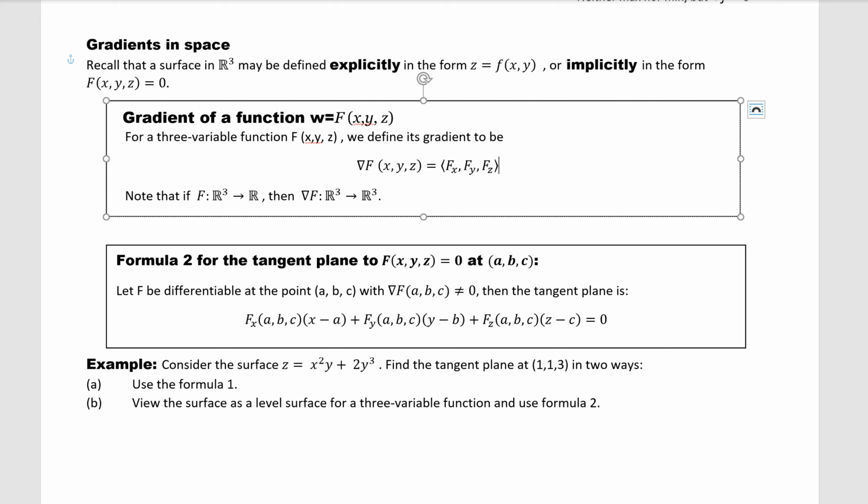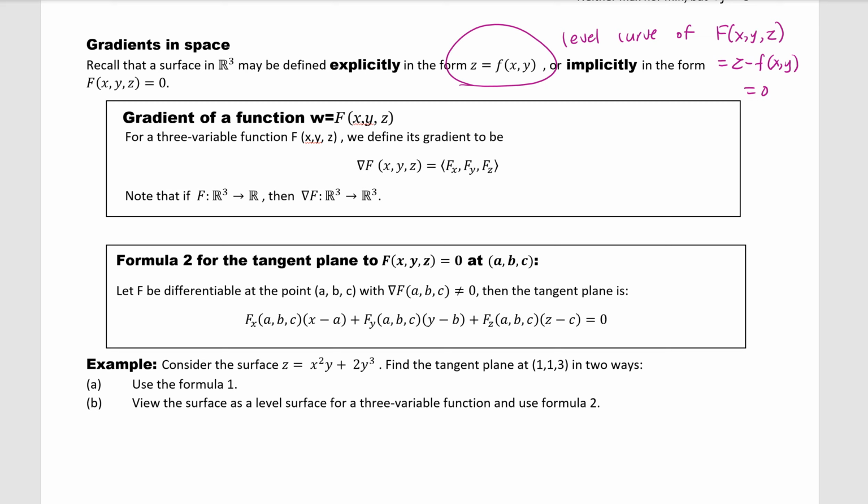Keep in mind that z equals f of x, y. This is just like the level curve, the level set of the function f of x, y. Let's use capital F, maybe it's better to use z minus f of x, y. So capital F equals z minus f of x, y, and we look at the level set of capital F equals 0.